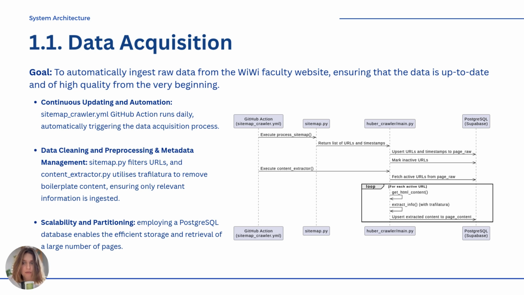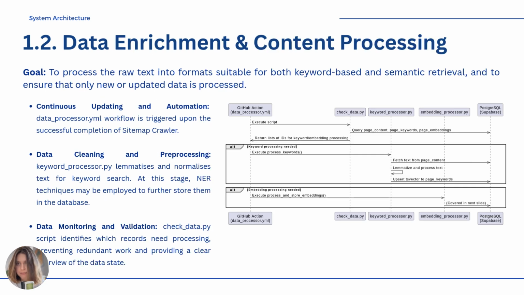The initial stage of our data pipeline is data acquisition, which automatically ingests raw content from the faculty website and maintains data quality. A GitHub action triggers two phases. The first one is sitemap processing with the sitemap script, which parses URLs, updates the page raw table, and flags inactive links. Then content extraction, where HTML is fetched, cleaned using Trafilatura, and then stored in the page content. These are two main steps.